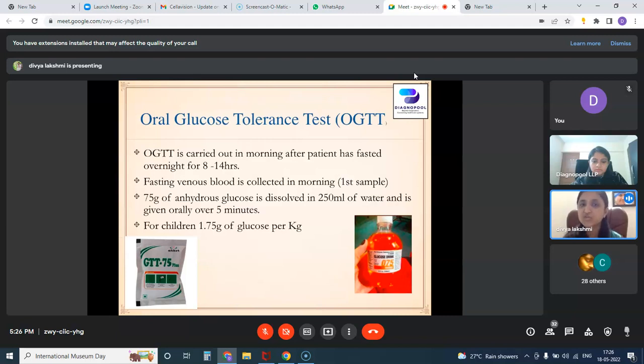You should have a weighing machine. You should exactly weigh 250 ml of water and 75 grams of glucose, and then the solution should be given to the patient. He should drink within 5 minutes.